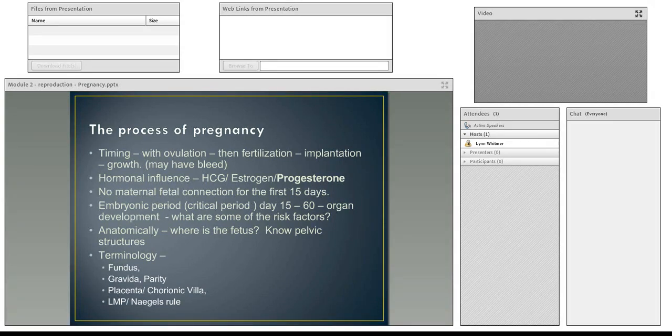Anatomically, where is the fetus located? We know he starts out in the fallopian tube as that multi-cell egg, and he migrates through until he hits the uterus, and that's where he'll be, in the uterus.